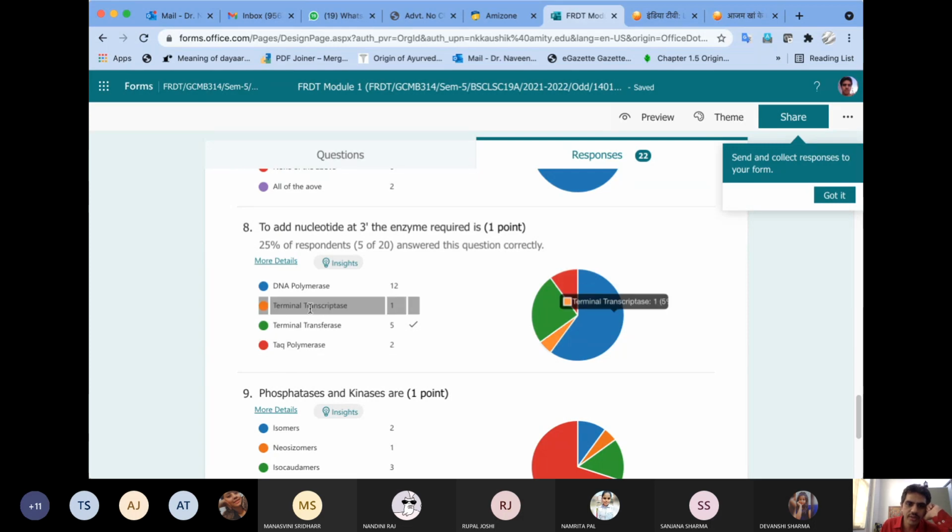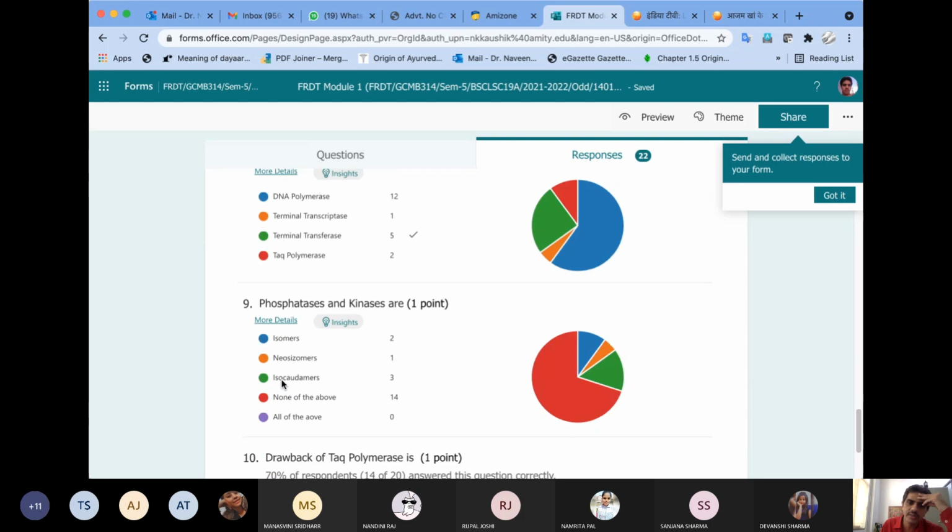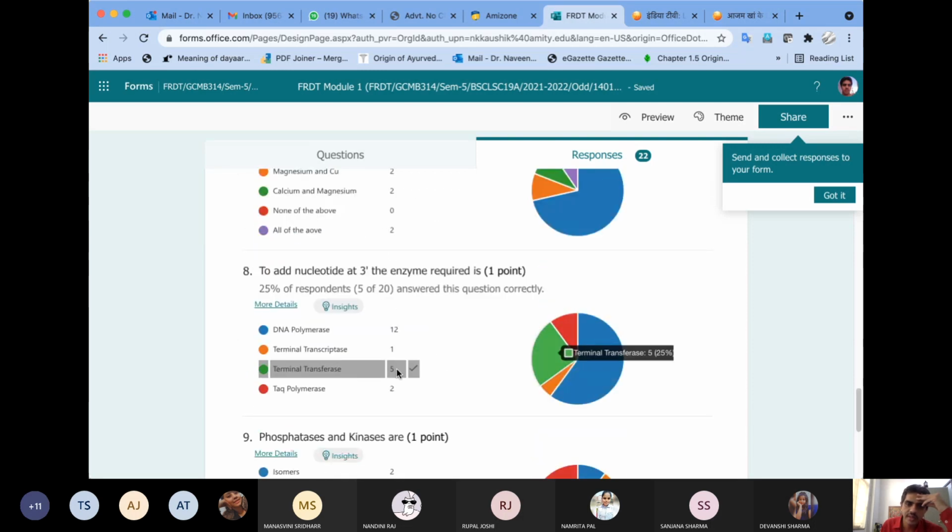Taq polymerase is the wrong answer. They are both polymerases. Terminal transcriptase is also a wrong answer, since transcriptase forms DNA from mRNA. So the right answer is terminal transferase. 5 out of 22 have given the right answer. The rest all gave the wrong answer. So it is terminal transferase, which alone can add a nucleotide at the 3' end.